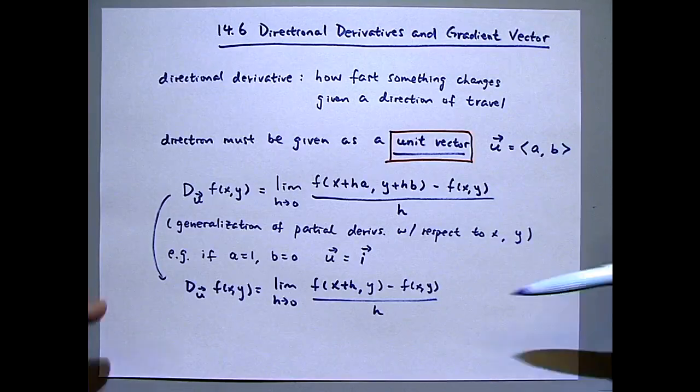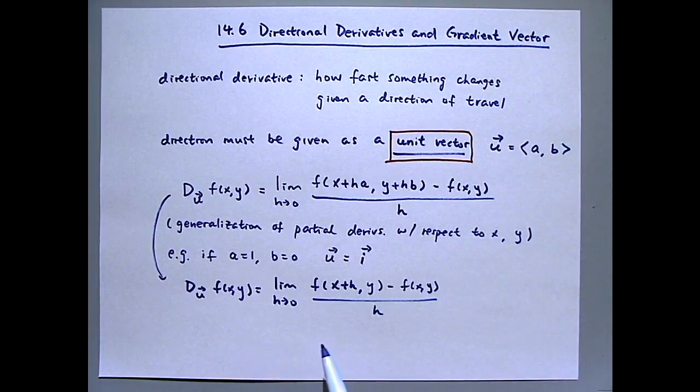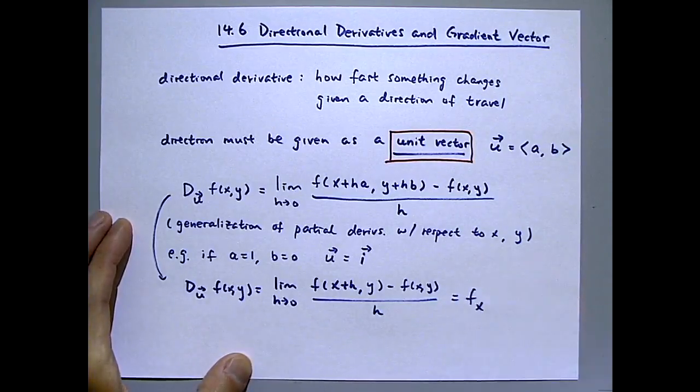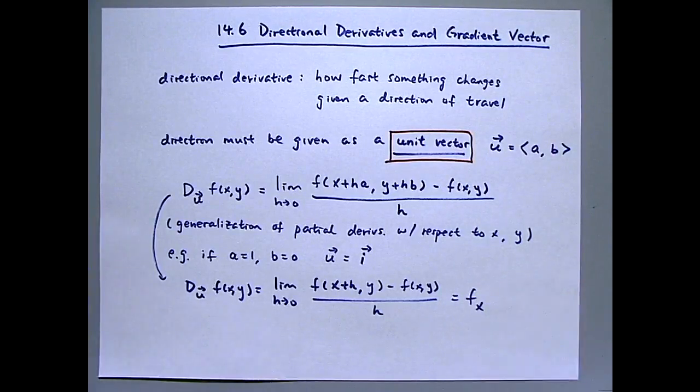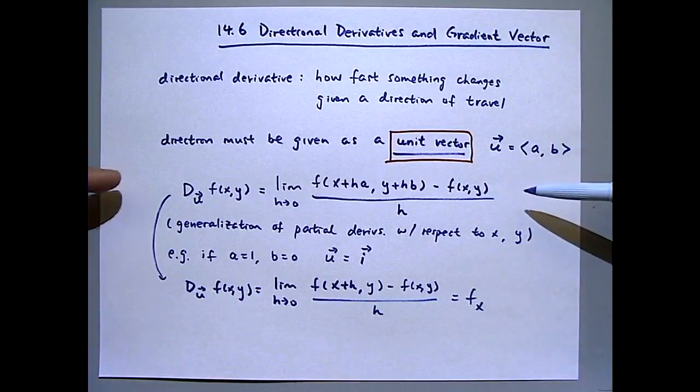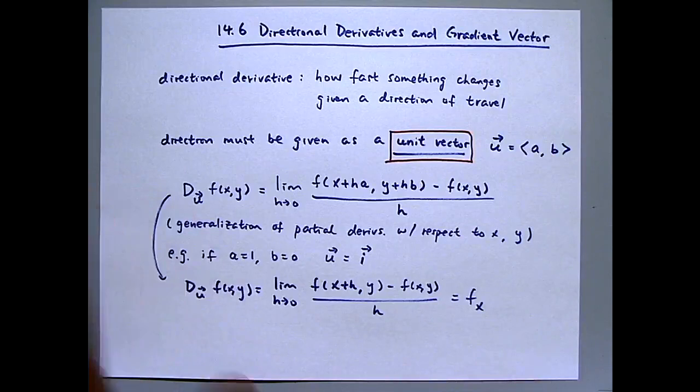And you remember that this is precisely how we define the partial derivative with respect to x. We hold y constant while varying x and shrinking the change in x. So this is how we defined fx in the very first place. And you'll see the same thing if you make a equal to 0, make b equal to 1, then this reduces to a partial derivative with respect to y. So really a directional derivative has some components of each of these and moves them together.